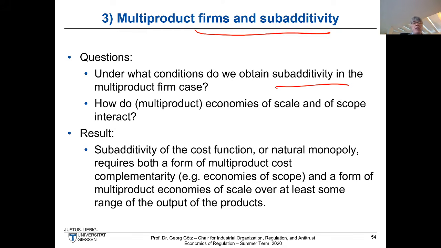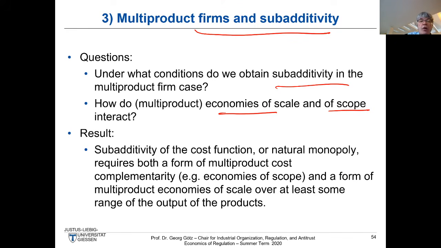And of course, then we have to look into how economies of scale and economies of scope interact. And now the point is, subadditivity of the cost function, and therefore natural monopoly, requires that we have both economies of scale and economies of scope. You might also put that differently, as EoScope did it here. It requires both a form of multi-product cost complementarity and a form of multi-product economies of scale over at least some range of the output.